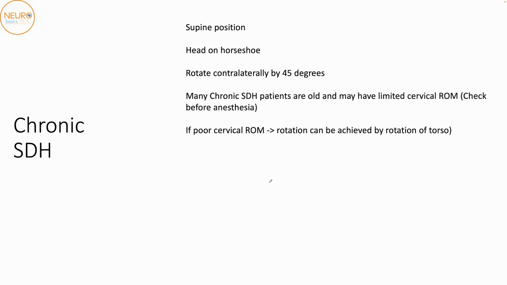Right. Some of the most common surgeries we'll end up doing as residents would be surgeries for chronic subdural hematoma. Almost similar positions. The patient will be supine, pulled up onto a horseshoe, followed by rotation to the opposite side by about 45 degrees only. There's no need to rotate any further than that. A lot of these patients are quite old and might not tolerate a lot of neck rotation. So it is important to check the amount of rotation that is possible before anesthesia so you can know how much you can rotate the neck. If the neck range of motion is poor, you can just rotate the torso and achieve that range of motion instead.